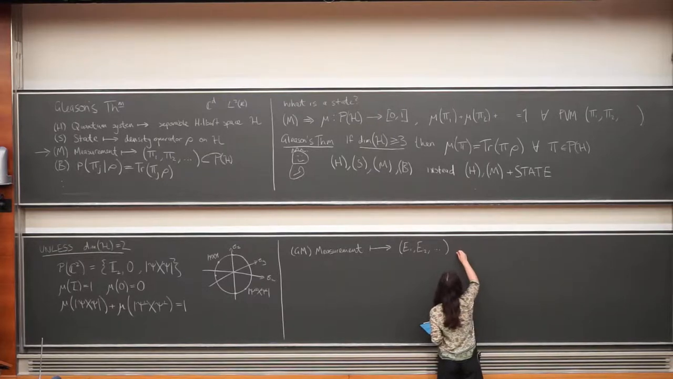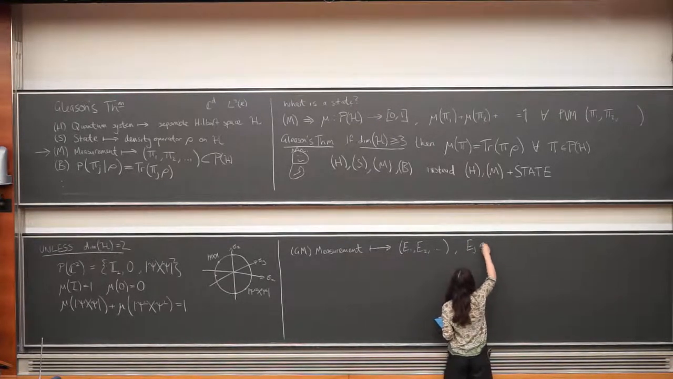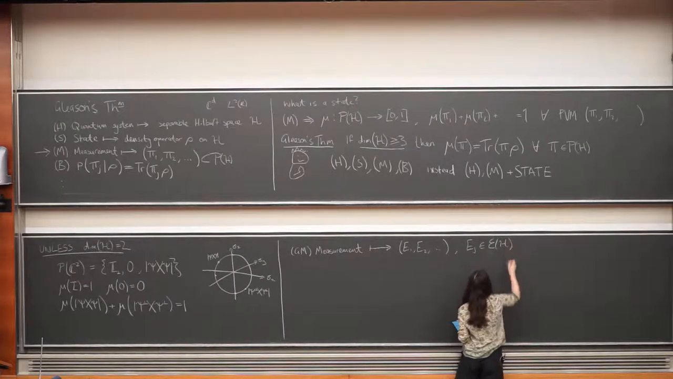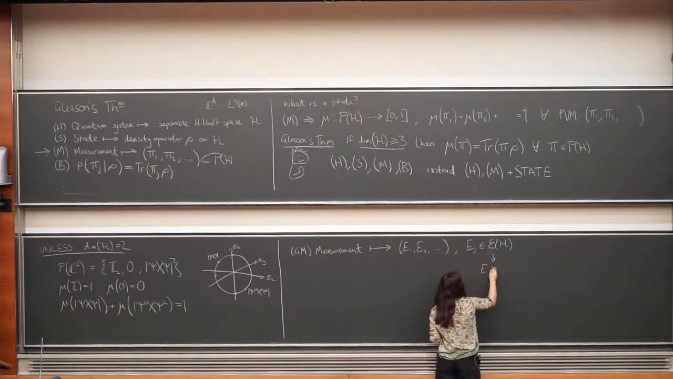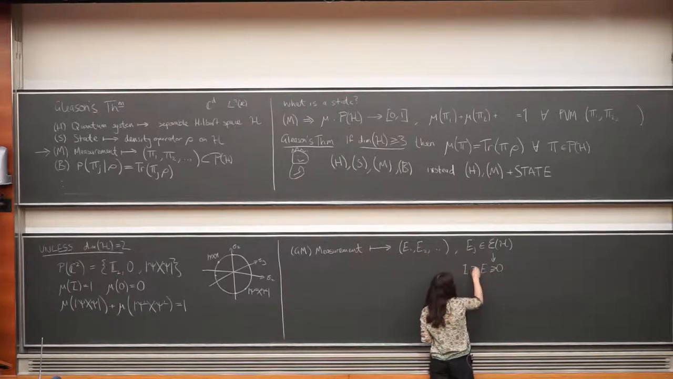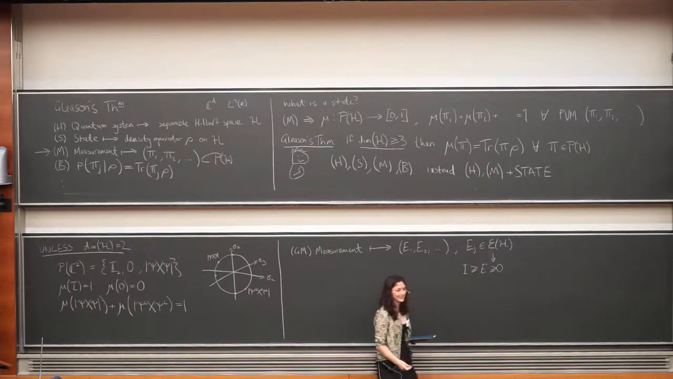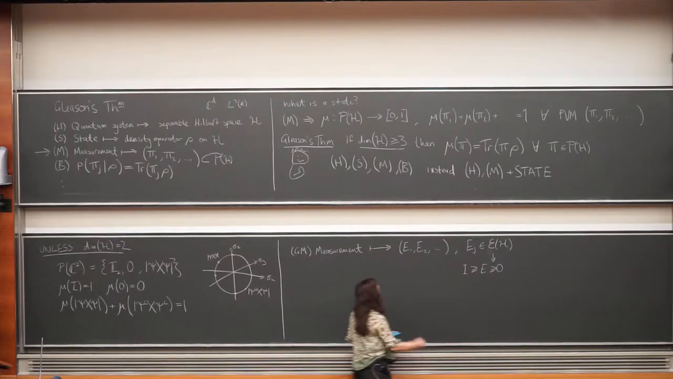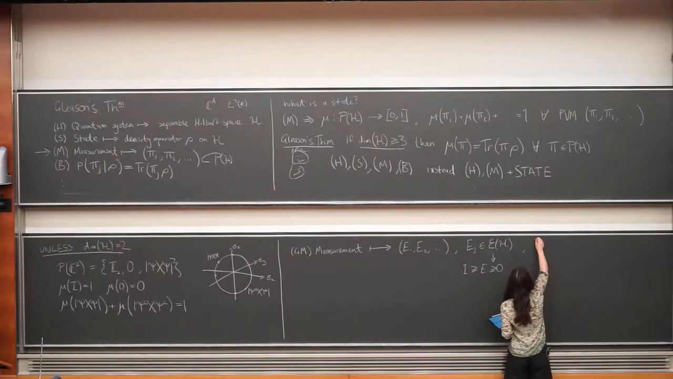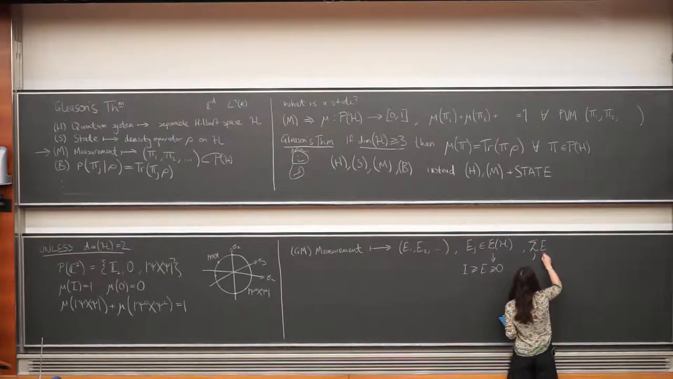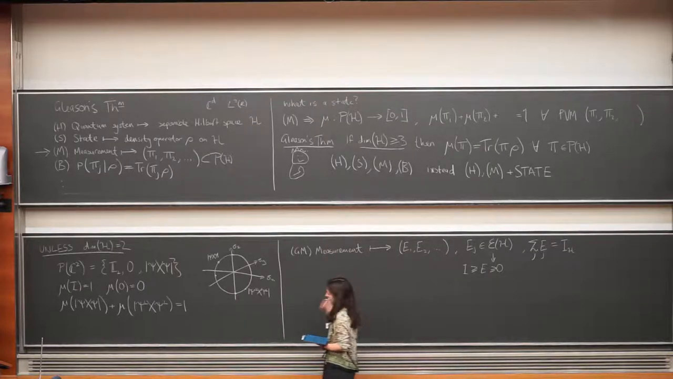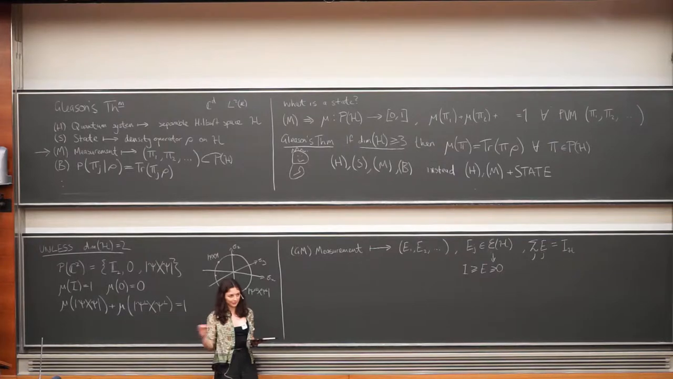I'll call the space of effects E of H. So these are just the positive operators that are also less than the identity. So this is backwards to normal, but hopefully you still understand it. These are positive operators on H, which are between zero and the identity. And then for our general POVM, the sum over j of these is equal to the identity on H. So this is a discrete POVM, which has discrete outcomes, the same as before. I'm only considering these discrete outcome cases because they're enough to get the results that we want.